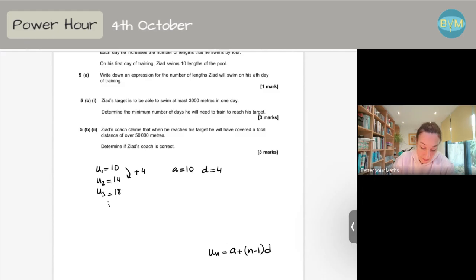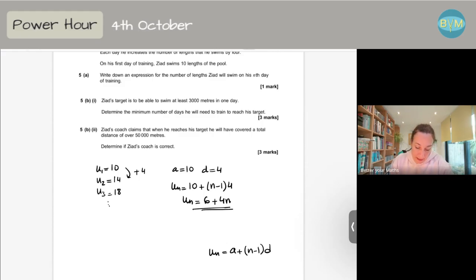So in the case of this question, un is 10 plus n minus 1 multiplied by d, which is 4. If you want, you can expand the bracket and write that this is 10 minus 4, 6. So 6 plus 4n, or 4n plus 6. Doesn't matter. You could even leave it like this. It's okay. That's the nth term. That's what they are asking me.